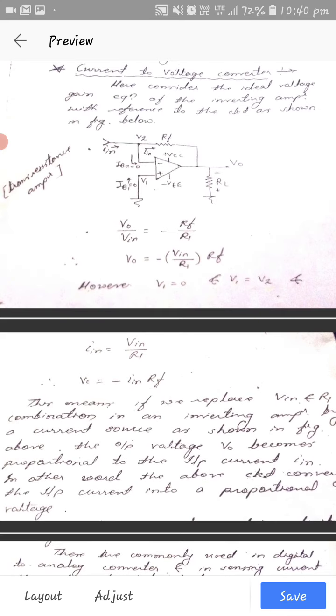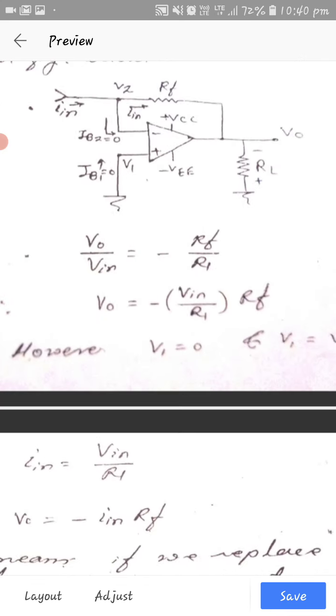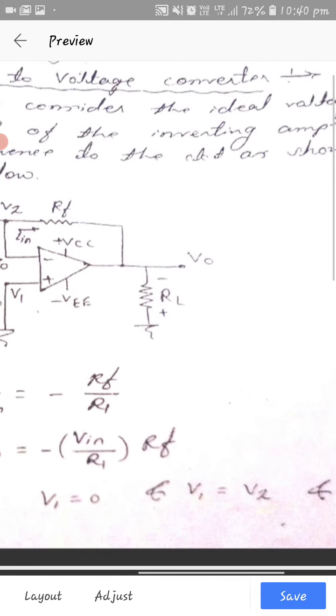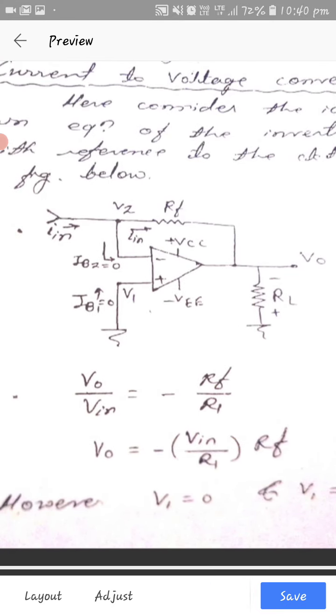In this article, consider the ideal voltage gain equation of the inverting operational amplifier, with reference to the circuit. This diagram shows the circuit of an inverting amplifier. See the figure here.